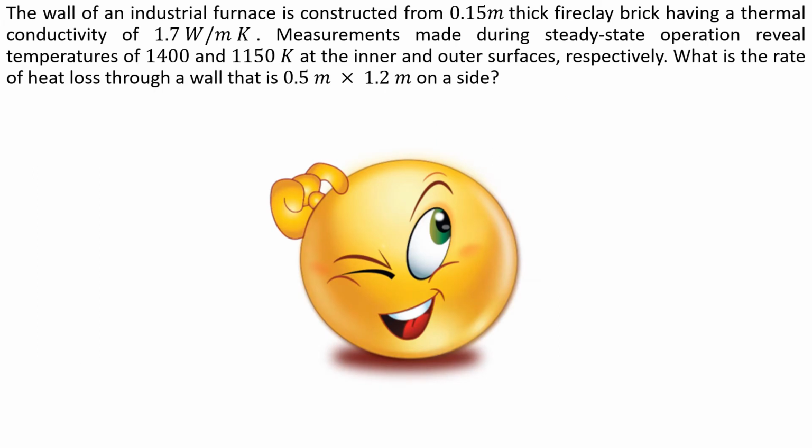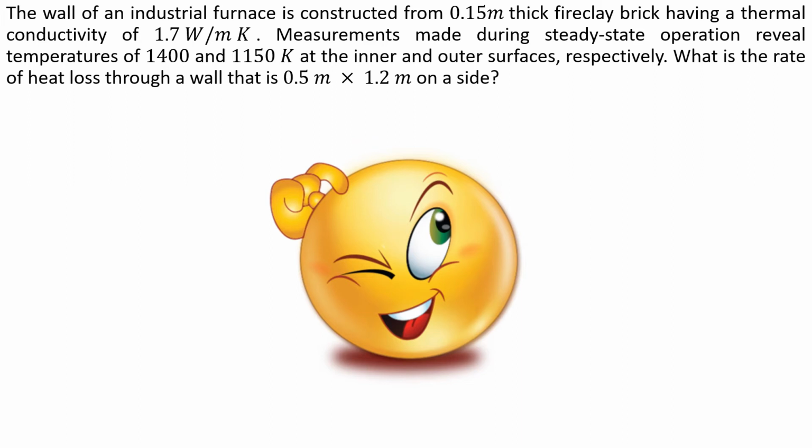Now we are going to solve one solved example of our book by Incropera and DeWitt. This is example 1.1. The wall of an industrial furnace is constructed from 0.15 meter thick fire clay brick having a thermal conductivity of 1.7 watt per meter Kelvin. Measurements made during steady state operation reveal temperatures of 1400 and 1150 Kelvin at the inner and outer surfaces respectively. What is the rate of heat loss through a wall that is 0.5 meter by 1.2 meter on a side?